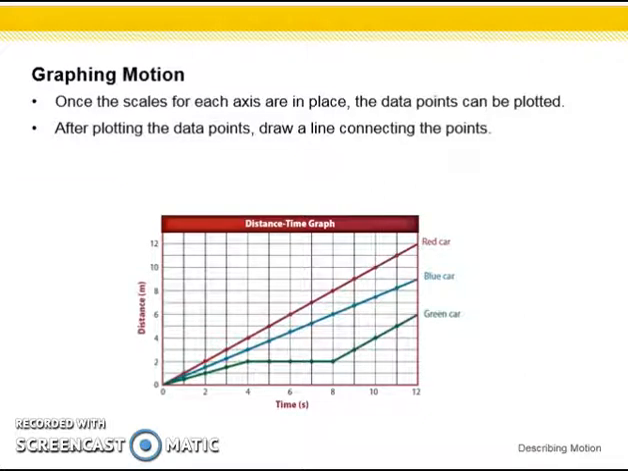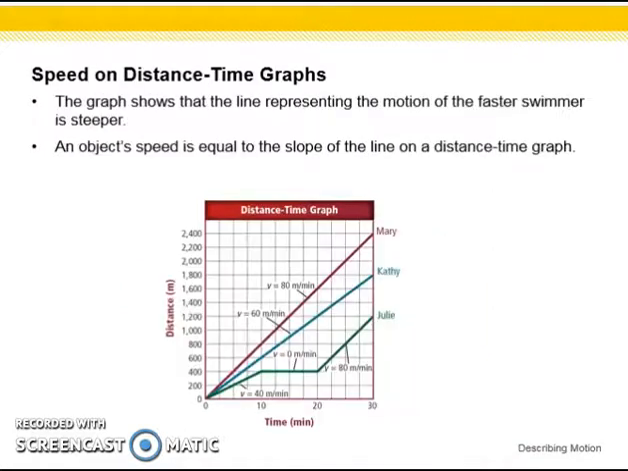Okay, go ahead and write this down. Graphing motion. Once the scales for each axis are in place, the data points can be plotted. And after plotting the data points, you will be drawing a line in order to connect the points. All right, so now you can leave that one section and go to the bottom of your notes, and we're going to add speed on distance time graphs. So the graph that you're looking at shows that the line representing motion of the faster swimmer is steeper, and that would be Mary. An object's speed is equal to the slope of the line on a distance time graph.